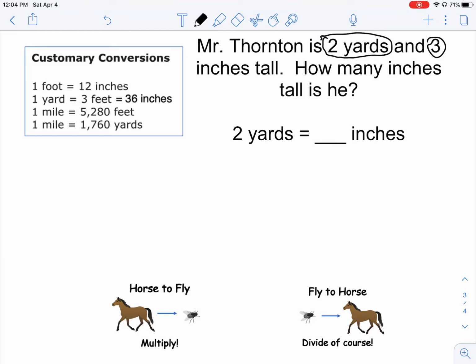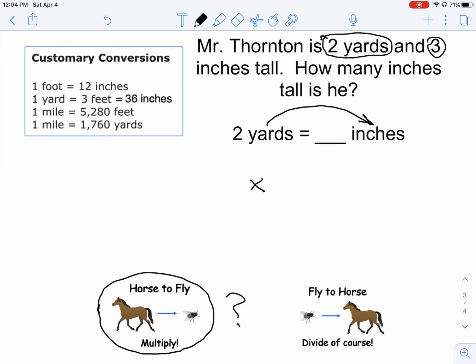So really what I need to find out here is 2 yards equals how many inches? So think about that. Yards, inches. I know that yards are larger, and I'm changing them to inches, which are smaller. So, horse to fly, fly to horse. Which one is it? I hope you're thinking the right answer. This is a horse to fly situation. So I'm going to need to multiply to get my answer.